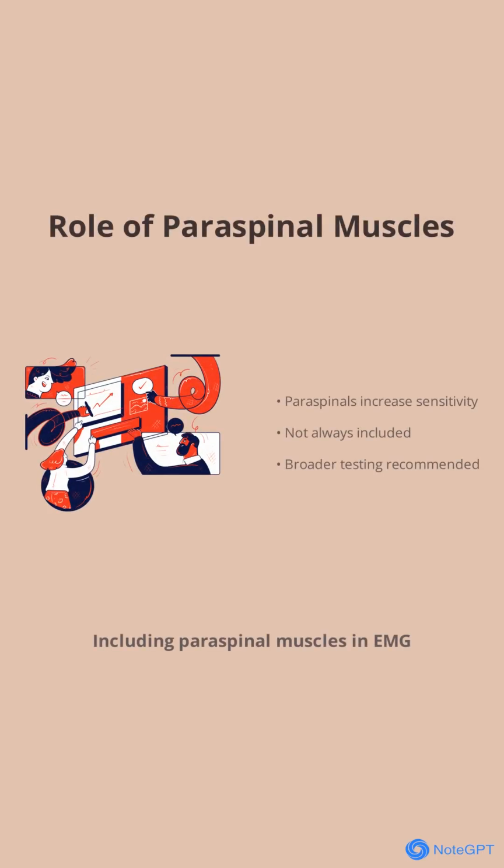Including paraspinal muscles in EMG studies can increase diagnostic sensitivity, especially for cervical radiculopathy. However, these muscles are not always tested in routine protocols, which may reduce the accuracy of EMG. The study suggests that testing a broader range of muscles, including paraspinals, can help localize the affected root more precisely and improve the overall diagnostic yield.